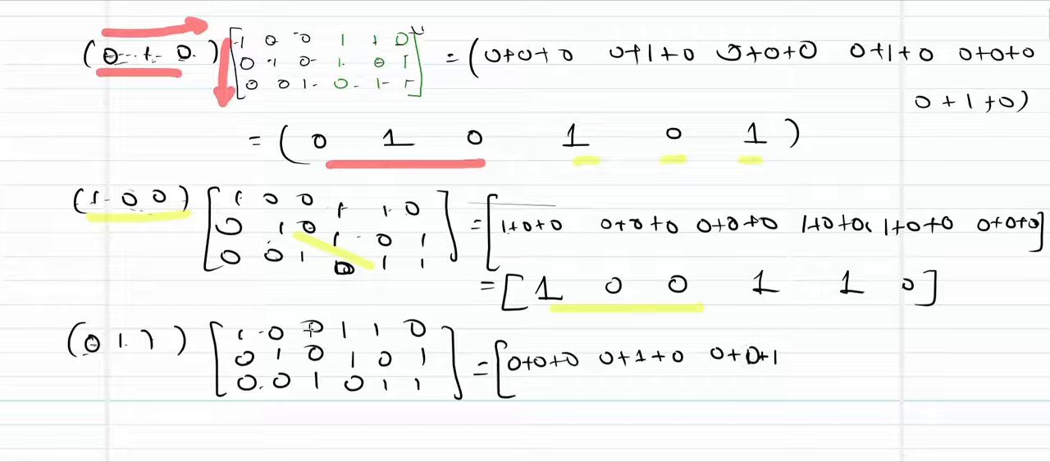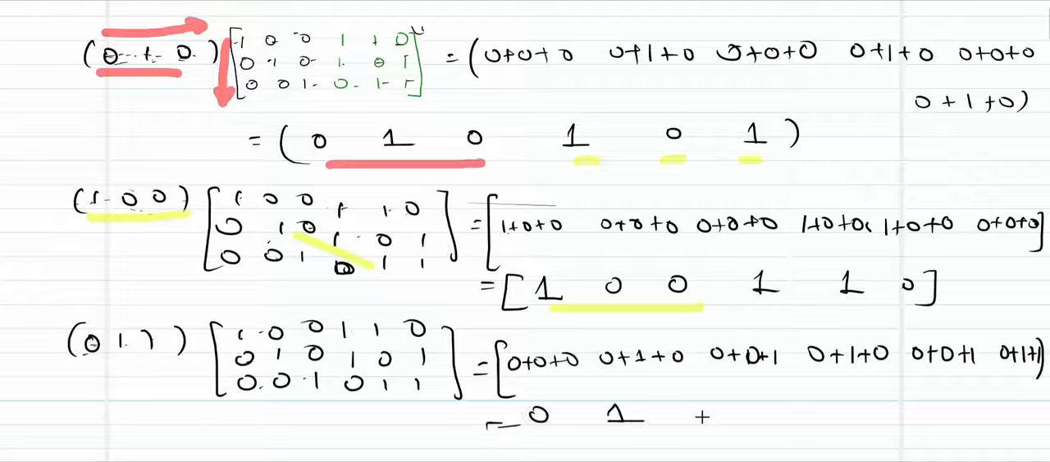Okay, 0 into 0, 1 into 0 is 0, 1 into 1 is 1. The next column, the fourth one: 0 into 1 is 0, 1 into 1 is 1, and 1 into 0 is 0. The fifth one: 0 into 1 is 0, 1 into 0 is 0, 1 into 1 is 1. And the last one: 0 into 0 is 0, 1 into 1 is 1, and 1 into 1 is 1. This can be written as 0, 1, 1, 1, 1.